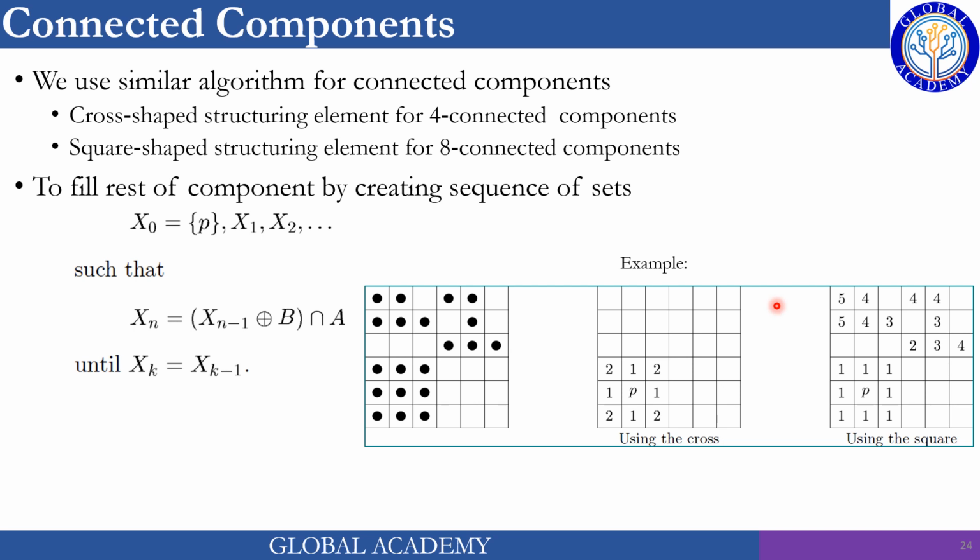So connected components, once again it's the same concept, but this time we have selected pixel P within the original structure, I mean original set of pixels. It's P, so you will get these pixels in the first iteration, then second iteration, then third, fourth, and then fifth. So this is using the cross-like structuring element. This is using the square-like structuring element.